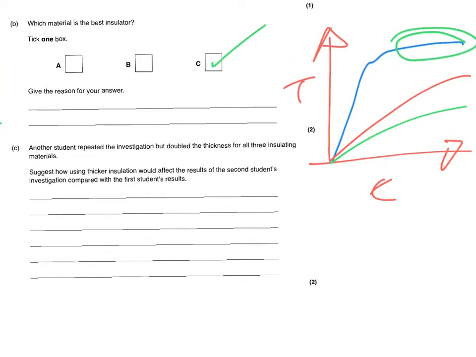Okay, another student repeated the experiment but doubled the thickness for all 3 materials. Suggest how that would affect the results. Well, if it's thicker material, it would obviously take longer for it to go through. So what you would see is, let's do dashed lines. You would have, for this material but thicker, probably a lower end temperature after 10 minutes. So it hasn't quite got as high. And you wouldn't have the same steepness of the line. It would be the same for the others.